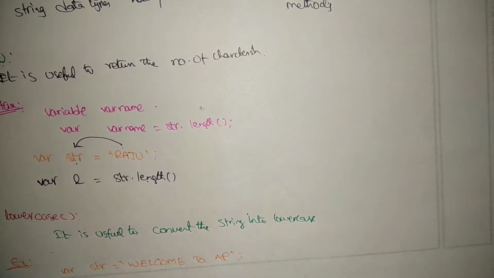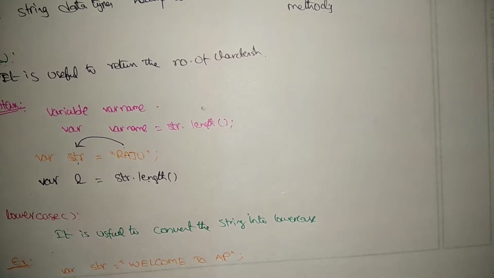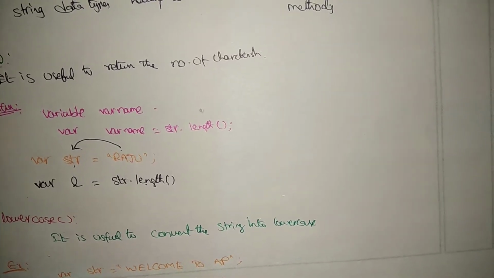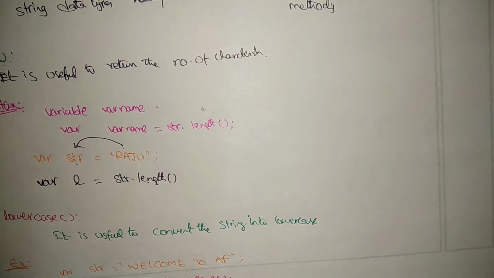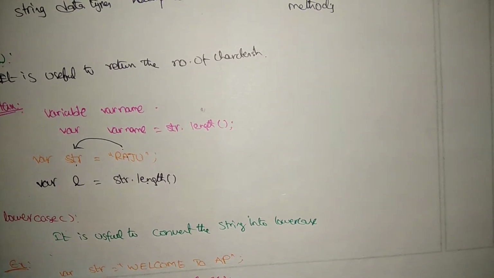So variable str2 equal to str dot toLowerCase. In built-in methods, the first letter is small and the remaining words start with capital letters.